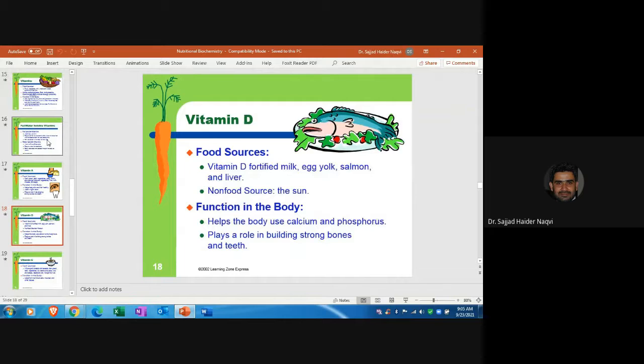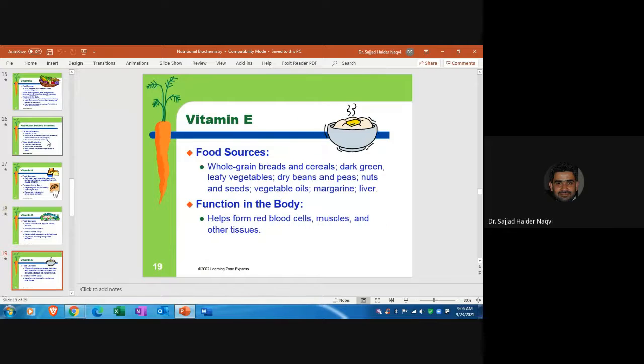Vitamin D comes from vitamin D fortified milk, which is available nowadays, egg yolk, salmon, liver, and the non-food source is sunlight. The sun is a natural precursor. When we go in the sun, we have the precursor molecule within our body under the skin, and the sun can transform that into vitamin D. Its functions in the body are to help in calcium and phosphorus metabolism and to play an important role in building strong bones and teeth.